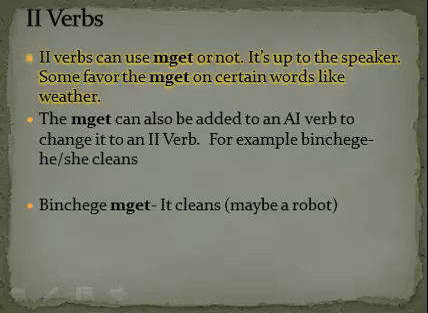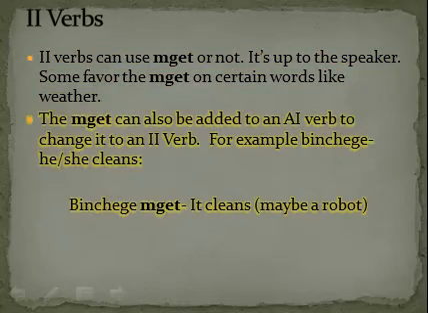II verbs can use maget or not. It's up to the speaker. Some favor the maget on certain words like weather. The maget can also be added to an AI verb to change it to an II verb. For example, bin chiga, he or she cleans. Bin chigam get, it cleans, maybe indicating a robot or something.